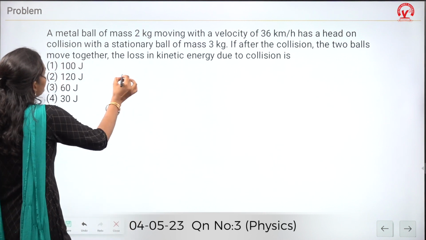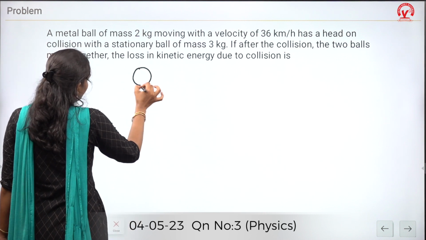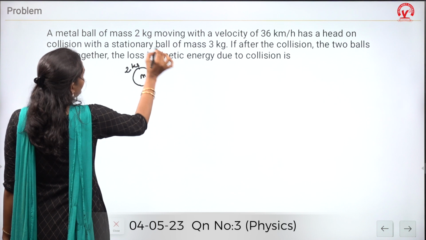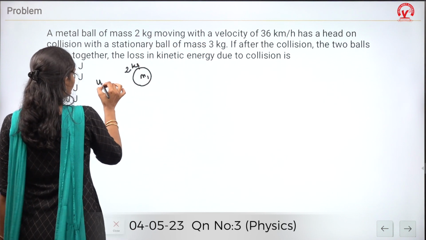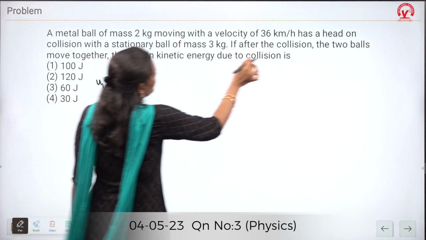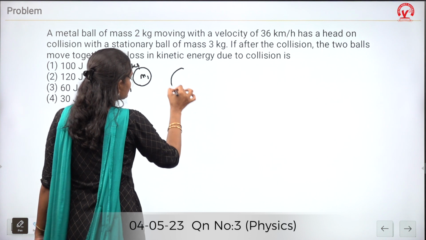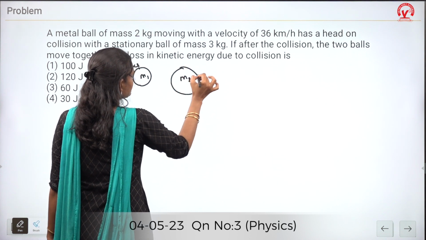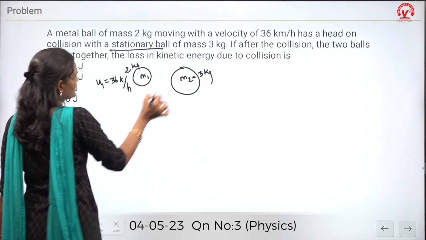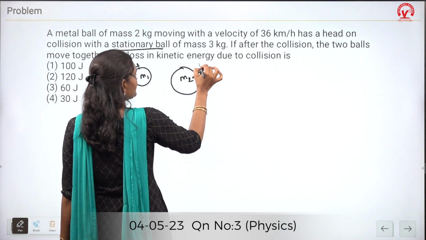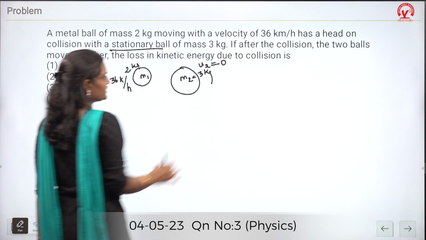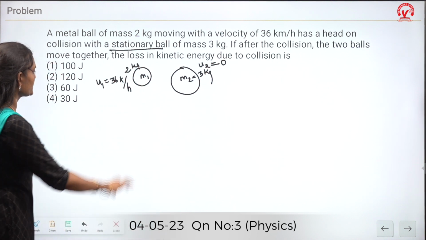Here they have given the mass m1 as 2 kg, and it is moving with initial velocity, so u1 is equal to 36 km per hour. And the second mass M2 is of 3 kg. This is a stationary ball. So stationary means I am taking its initial velocity as u2, so u2 is equal to 0.